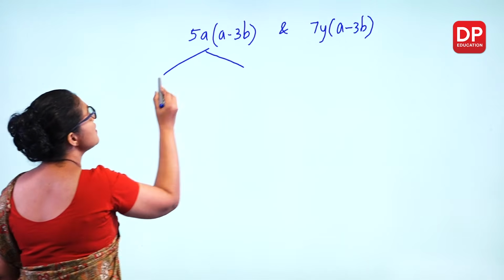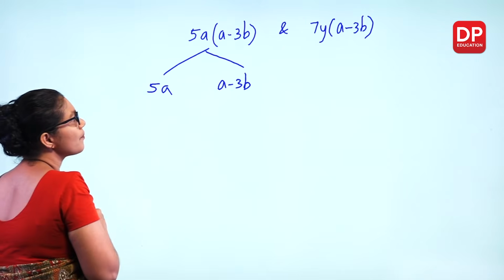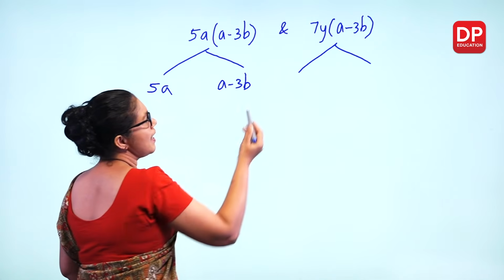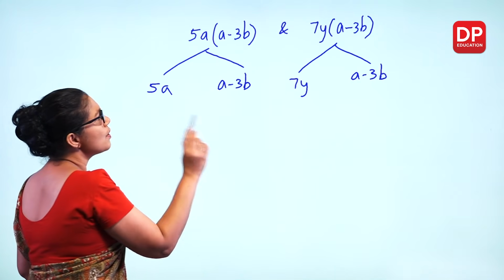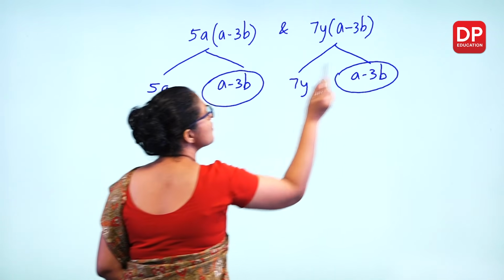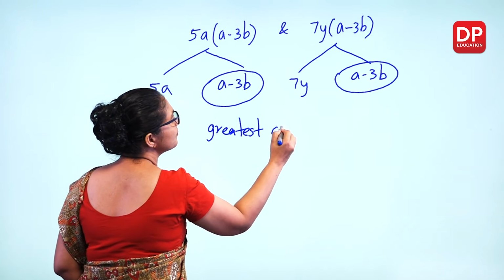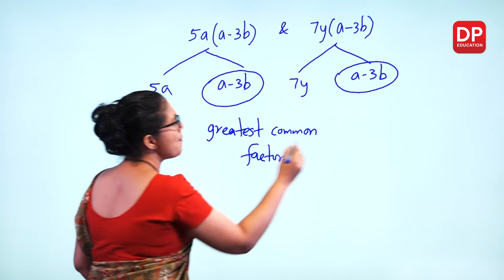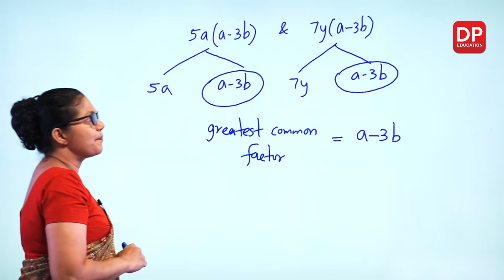Now we'll take one more example, 5a with a minus 3b. So I can write this one as 5a, a minus 3b. What about this one? 7y and a minus 3b. I can write 7y, a minus 3b. Now, see what are the common factors? This is common. So I can write greatest common factor for these two expressions is a minus 3b.